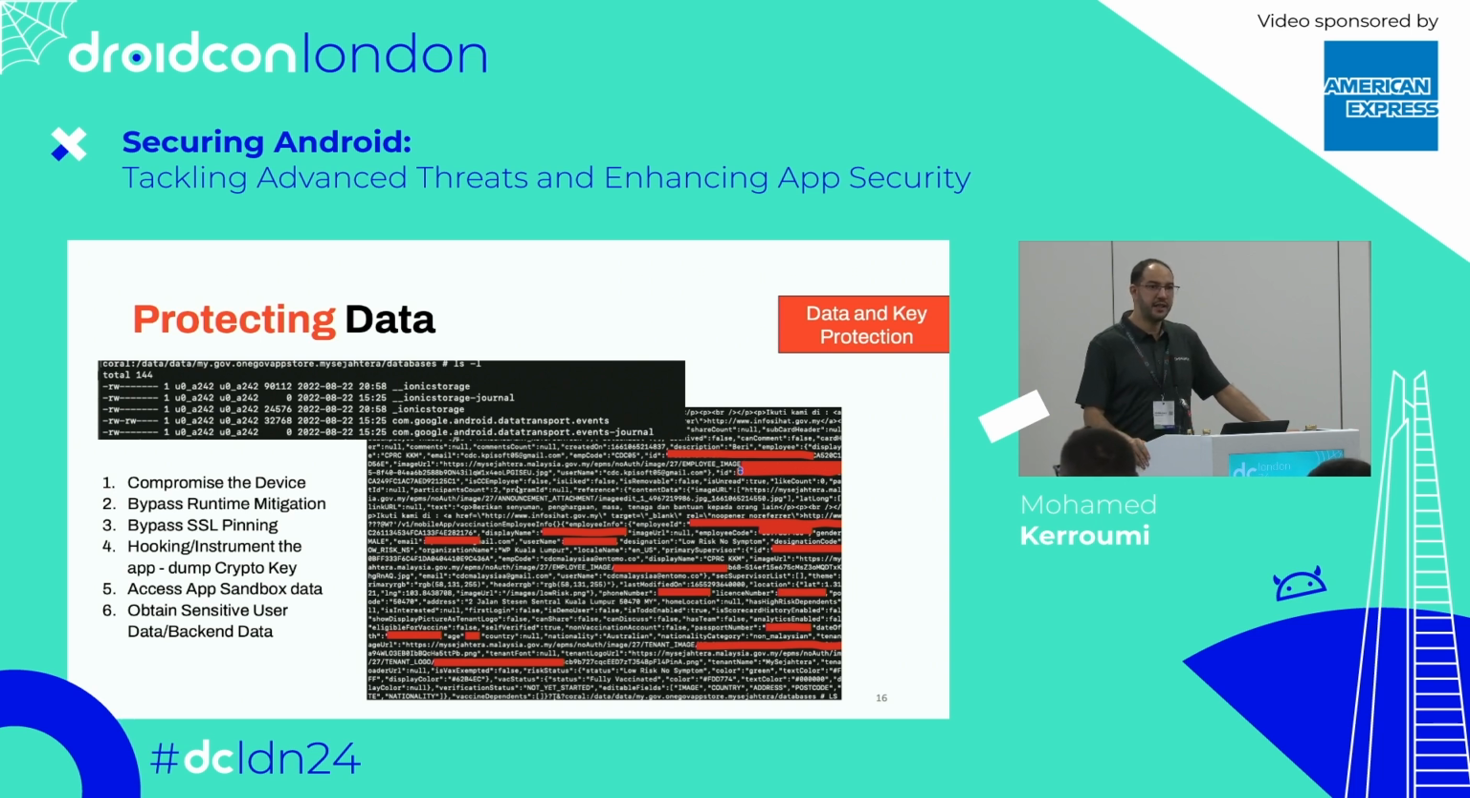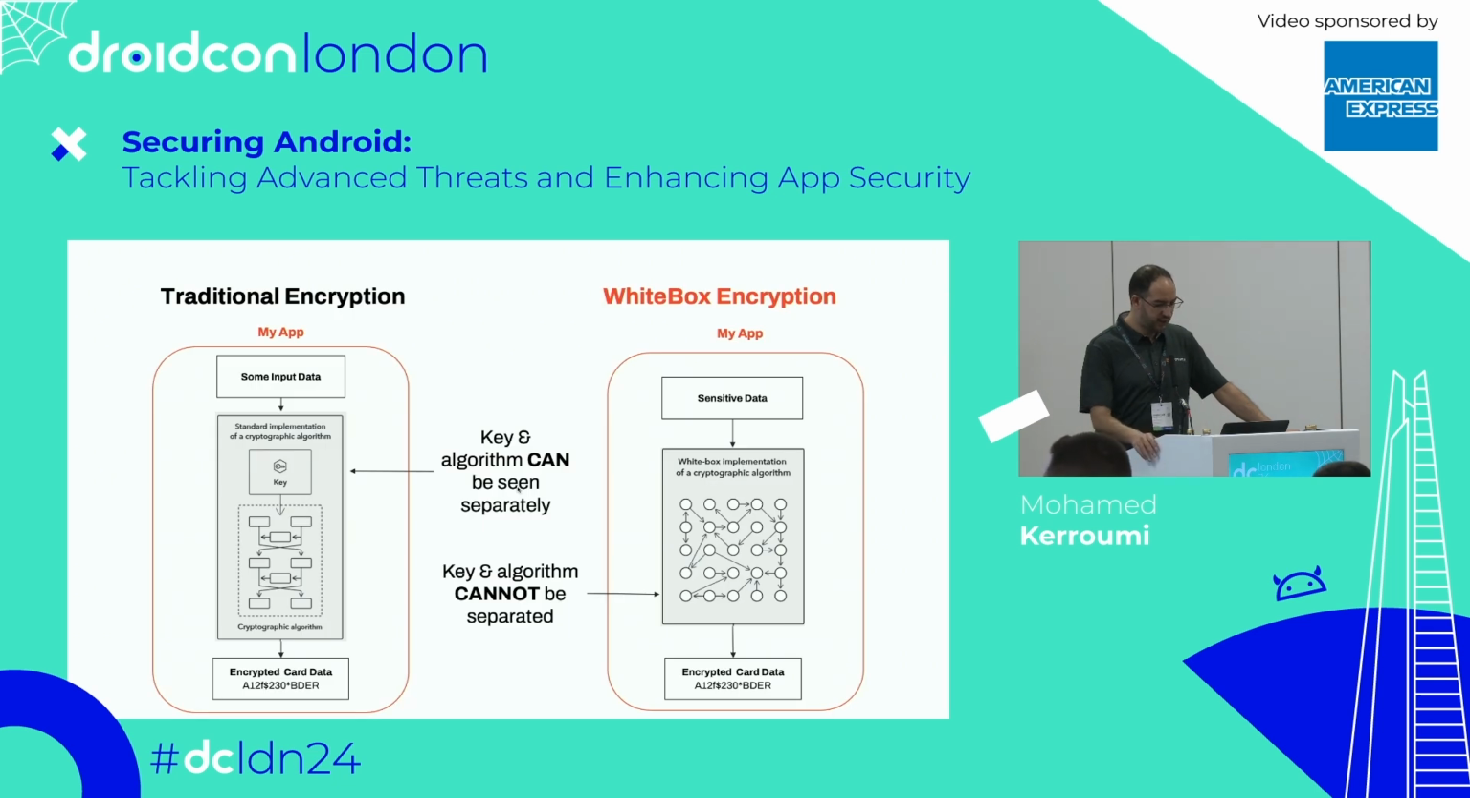There is something that exists, and it's been here for a while. It's called white box encryption, or white box cryptography. With traditional encryption, let's say you want to encrypt some data. You will have your data and your encryption key. At some point, you need to provide your encryption key to perform the operation, right? And this is where the key can be attacked or extracted.